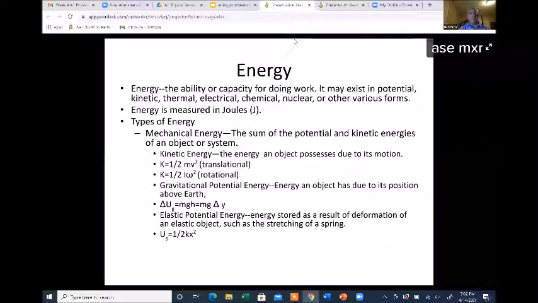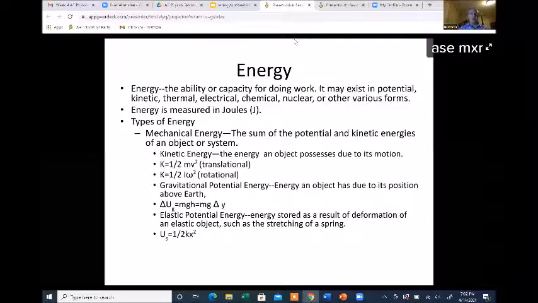First of all, there's a big category of energy we call mechanical energy. Sometimes it's abbreviated just ME. Mechanical energy is the sum of the potential and kinetic energies of either an object or a whole system, if the problem is talking about the whole system. So it's potential plus kinetic. Kinetic energy is the energy an object or system has due to its motion; it's moving.